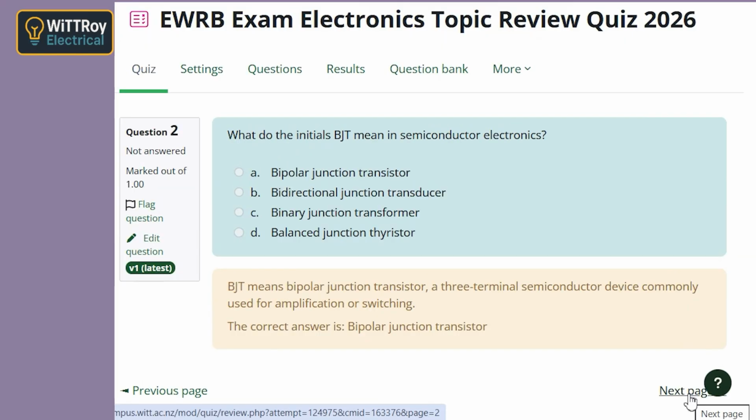Question 2. What do the initials BJT mean in semiconductor electronics? I selected bipolar junction transistor. Yes, you got that one. BJT means bipolar junction transistor, a 3-terminal semiconductor device commonly used for amplification or switching. Yes, that abbreviation came back straight away.